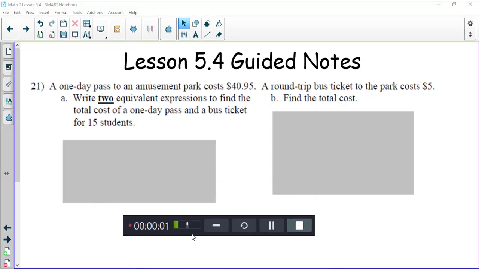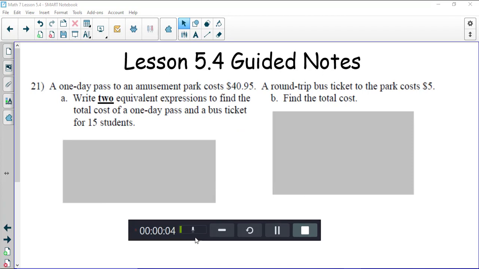All right, so let's go ahead and continue with the lesson 5.4 guided notes. We're going to see some word problems related to the distributive property. So our goal is to use the distributive property in those examples.